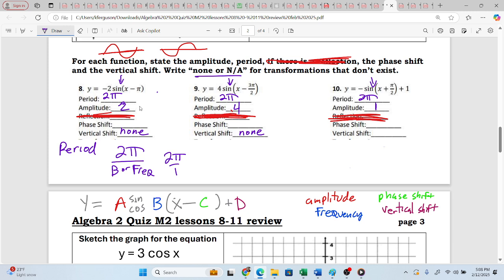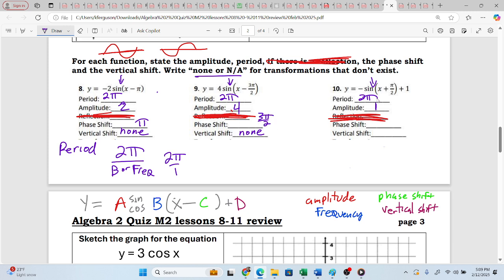So now I'm going to look at phase shift. Remember how we got this. Phase shift is in this format: x minus what my phase shift is. Okay? Because that's the way it is, I'm going to write down the opposite of what I see, because my phase shift is c. So right here, I've got x minus pi. So that means my phase shift is positive pi, or pi. Right here, I've got x minus 3 pi over 2. So my phase shift is going to be 3 pi over 2.